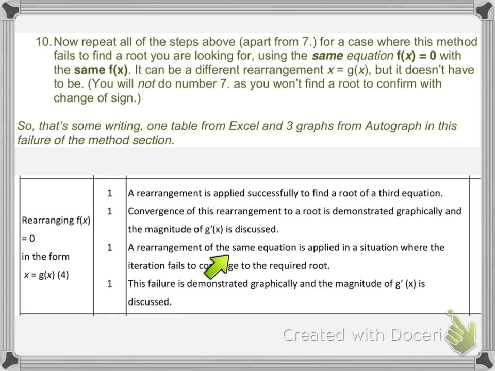You then do the same equation and you show the method failing to converge with all the illustrations and everything that goes with it, and it's demonstrated graphically and the magnitude of g dash x is discussed, so that's covering everything there. Basically, if you follow the steps 1 to 10 very carefully, you should do everything you need to do to gain those 4 marks for this section of the coursework.